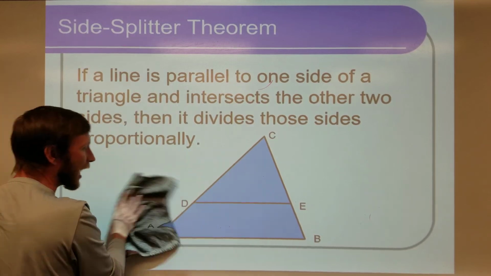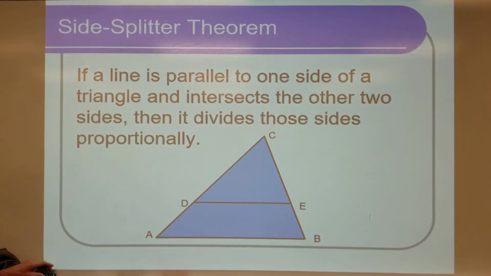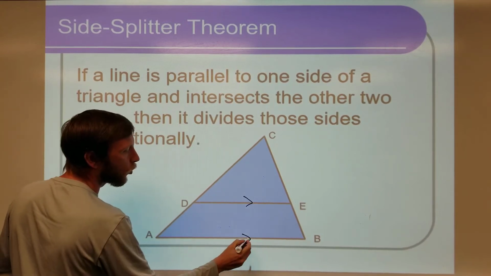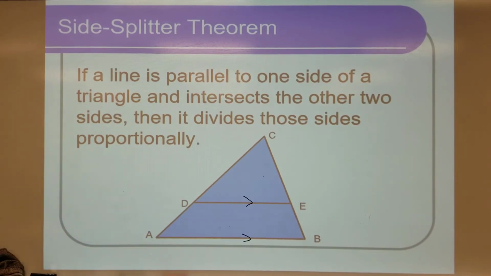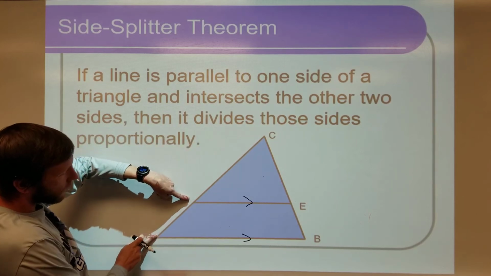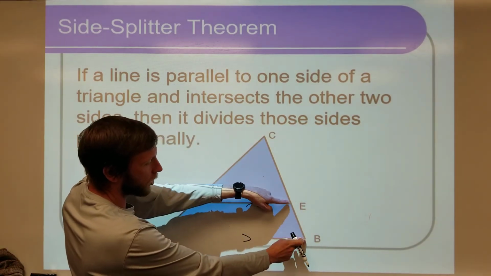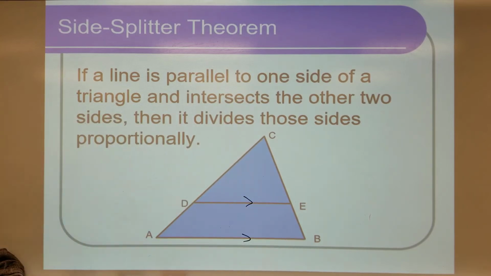So the side splitter theorem is kind of amazing. It basically says if you draw a segment that is parallel to one of the sides of a triangle, passing through the other sides, it cuts those sides proportionally, meaning that this part and this part will be cut in the same way as this part and that part are cut from each other. And it's kind of an exploration of that notion.